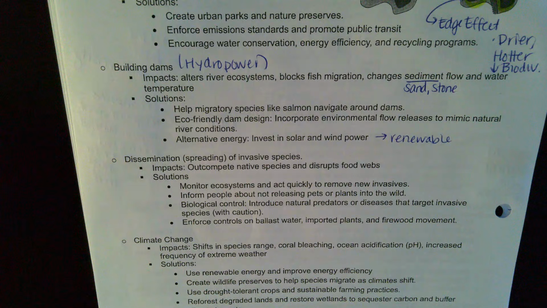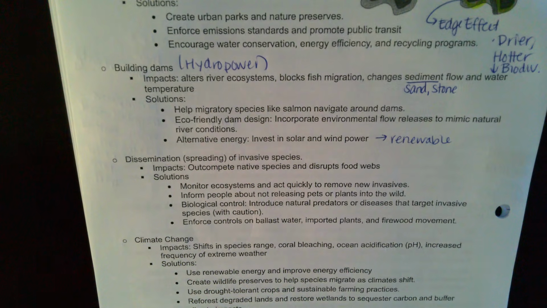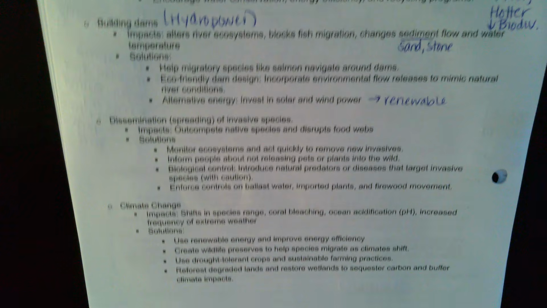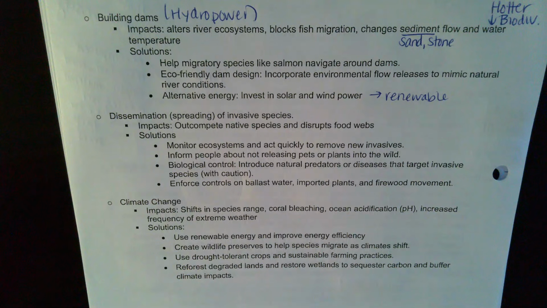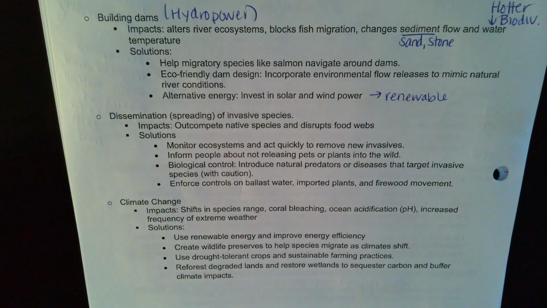Last two, we've got dissemination. Dissemination is referring to the spreading. Like when you disseminate information, you spread information. But now we're spreading invasive species. Invasive species are species that are not supposed to be in this area, but we have wound up taking them from other areas. Think about the lanternfly down in New York City, Long Island.